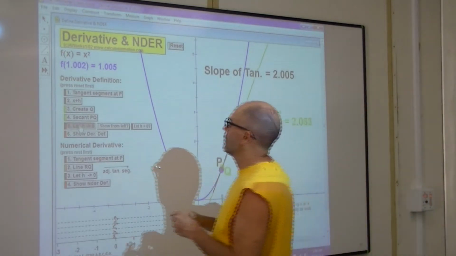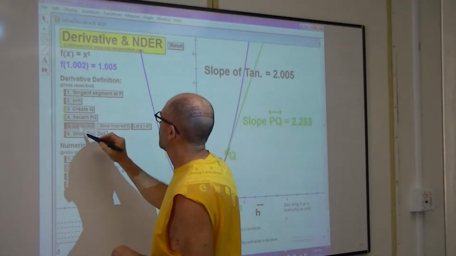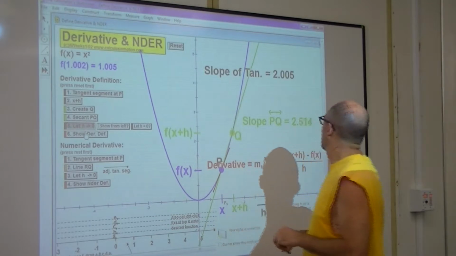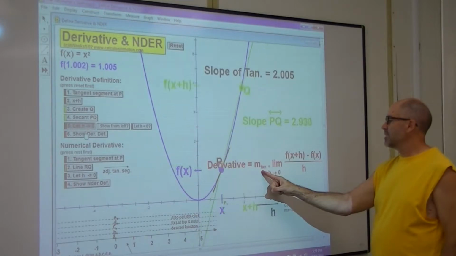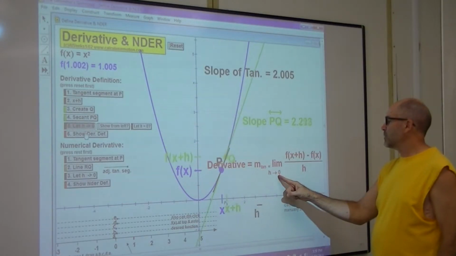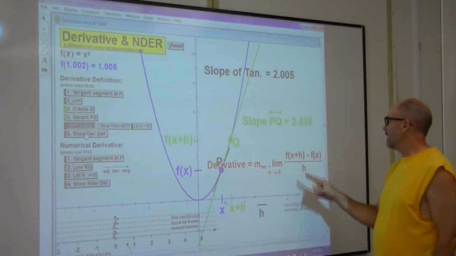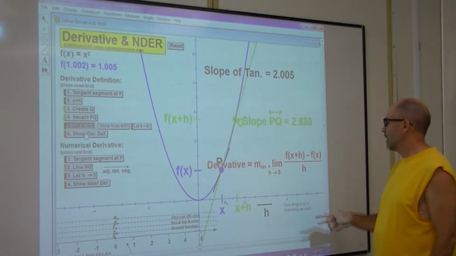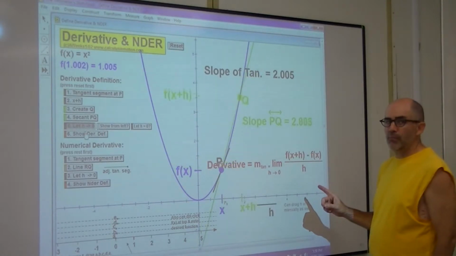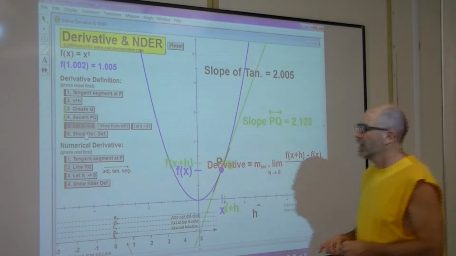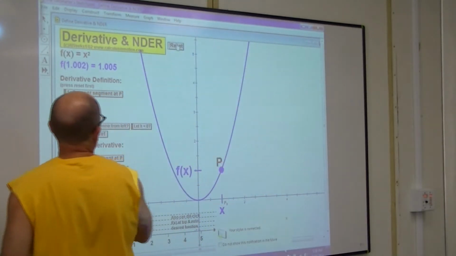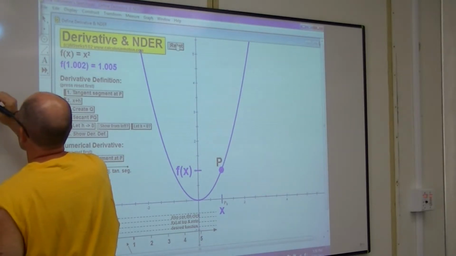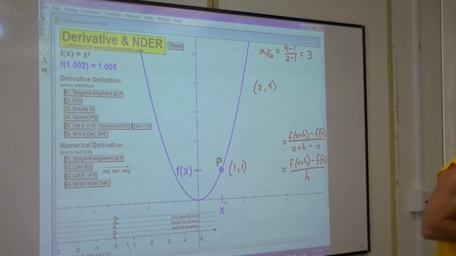Okay, now, the derivative, or the slope of my tangent line, is the limit as h approaches 0 of f of x plus h minus f of x all over h. You're going to want to remember that. Okay, so let's get to our book. Check out page 87.